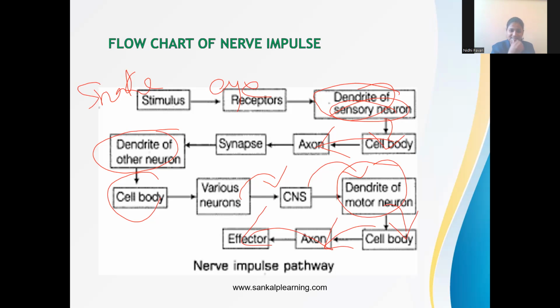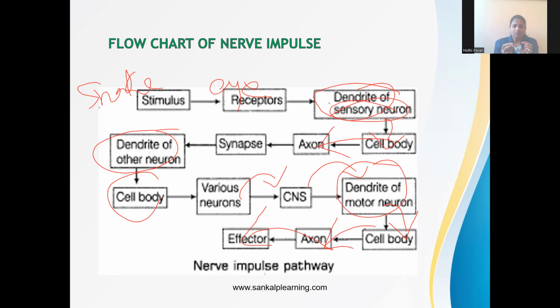Effector means when I see the snake, the reaction is that I am going to get up. That is the effector. Fear, anxiety, that is the effect. So effector means a sudden decision I will take to get up. That is the effect.